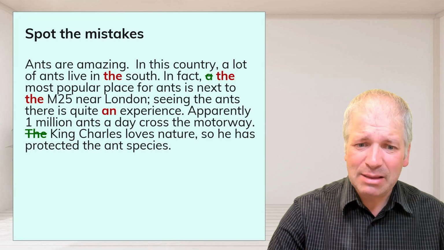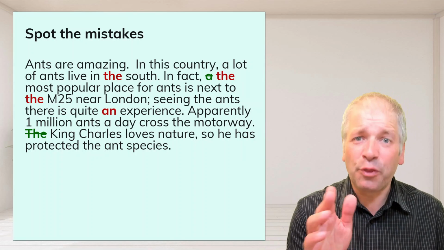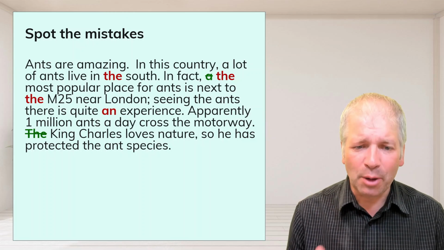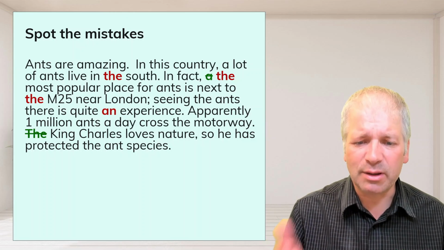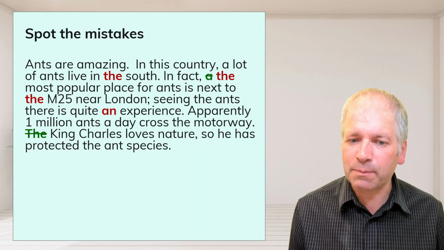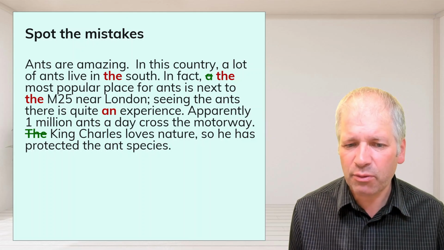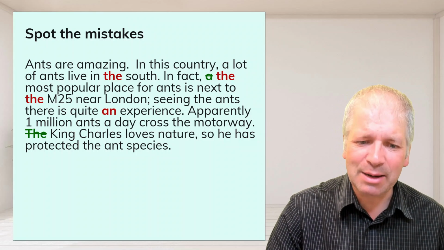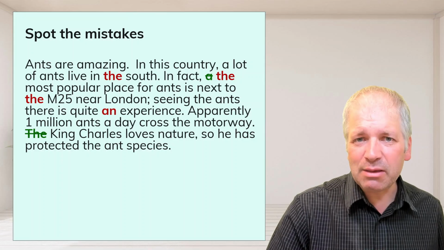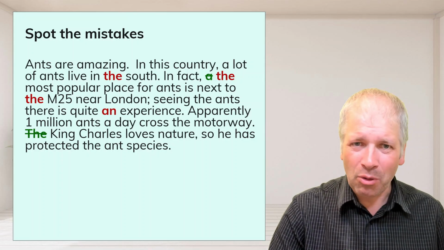So ants are amazing. In this country, a lot of ants live in the South. In fact, the most popular place for ants is next to the M25 near London. Seeing the ants there is quite an experience. Apparently 1 million ants a day cross the motorway. King Charles loves nature, so he has protected the ant species. Let's study these errors and learn a bit more about articles.